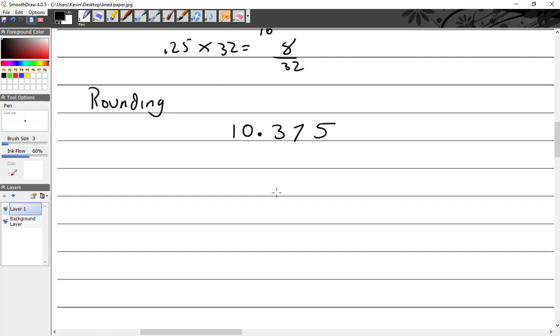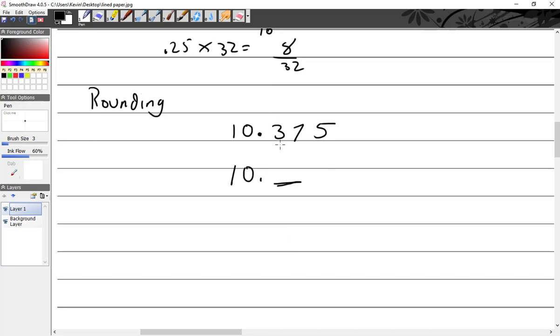To the right of the decimal, the first placeholder. Is it the 1, the 0, the 3, the 7, or the 5? 3. All right, so I have to round off to the 3. So the number is going to be 10 point something, right? 4. All right, so why is it 4? Because 7 is more than 5.